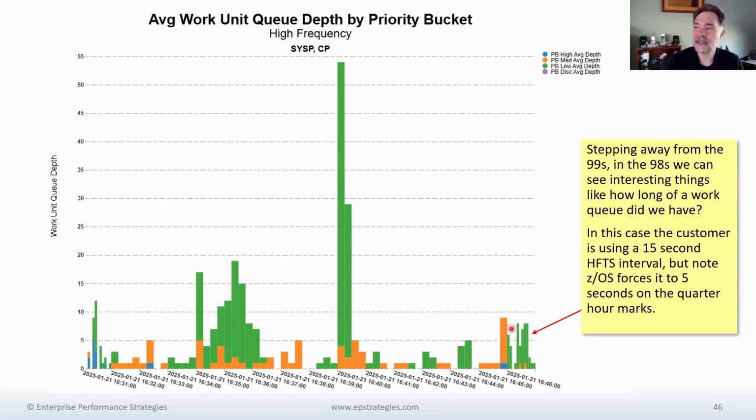The other thing on this chart I want to point out is that in this particular system, the system is using a 15-second high frequency throughput statistics interval. So these are all 15-second intervals, but you'll notice the bars are thinner here at the beginning and the end. That's because z/OS forces it to a 5-second interval on those 15-minute marks. At minutes 0, 15, 30, and 45, you get data at 5-second intervals, even if you specified 15 seconds for your HFTS interval.